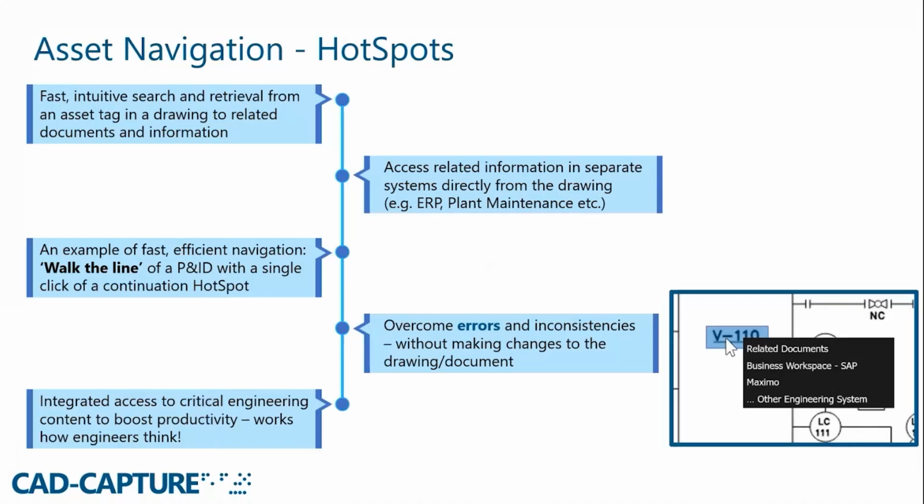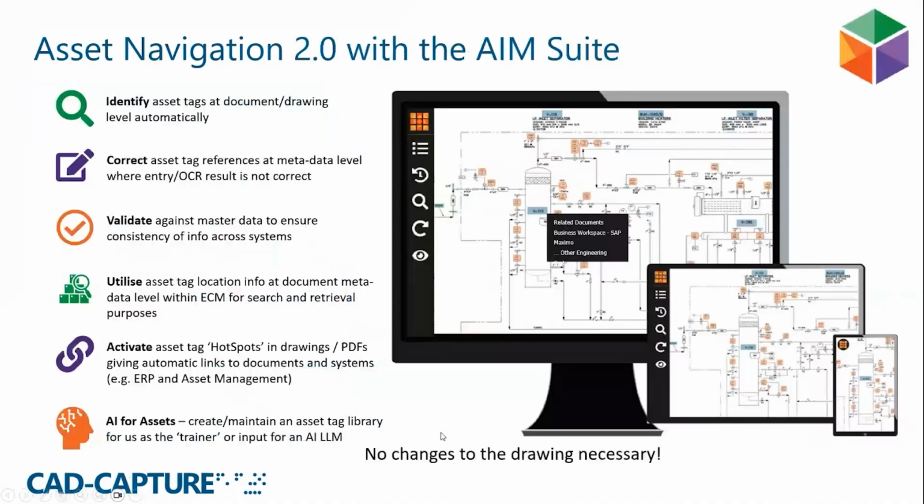Again, it's a very, very intuitive system. We like to think it works how engineers think in terms of the document and the drawing and the asset that they're working on, rather than the system and the repositories where that information is stored and managed. So, summary: identify, correct, validate, utilize, and activate all of your information without any need to make any changes to the drawing. And we even, as everybody else in the world is, we're making use of AI.